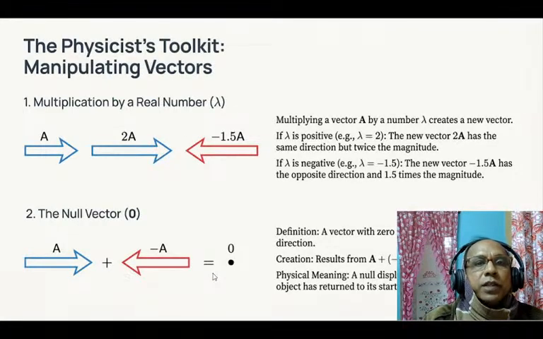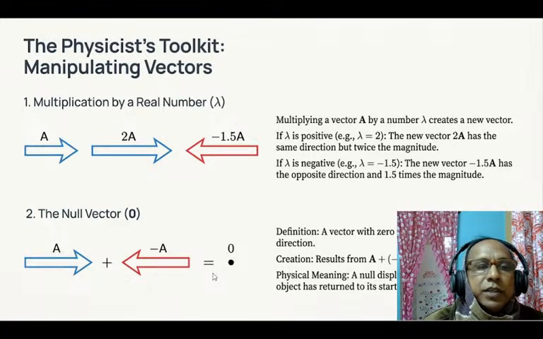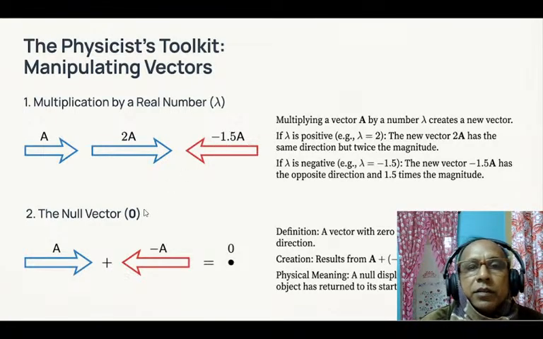The vector toolkit: manipulating vectors, multiplication by a real number. You see here this is a vector a. If we double the magnitude, keeping the direction the same, it will be 2a. If we change the direction and multiply it by 1.5, it will be minus 1.5 a.